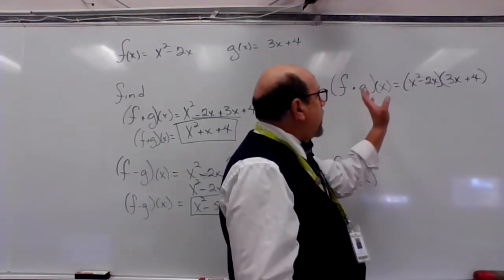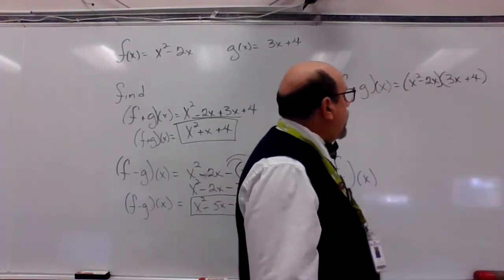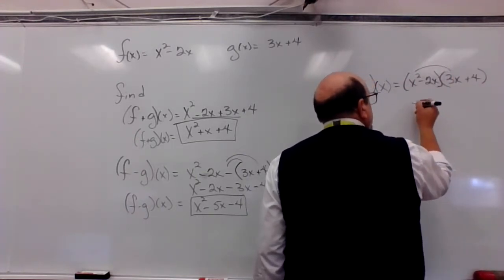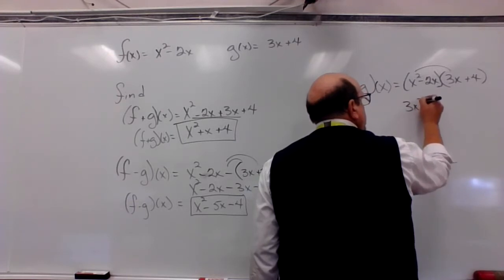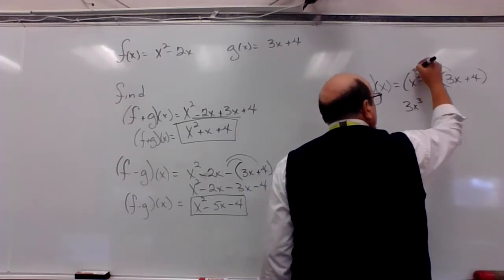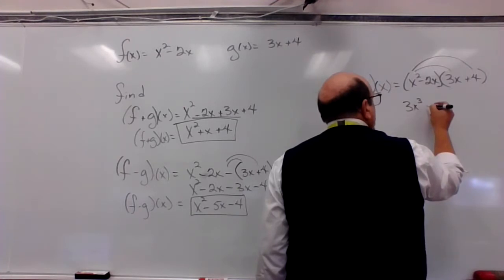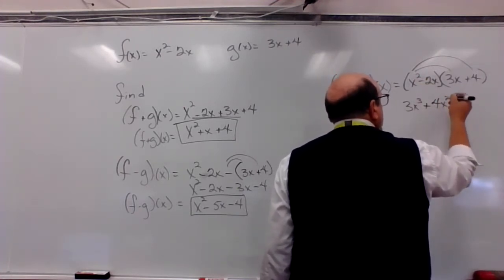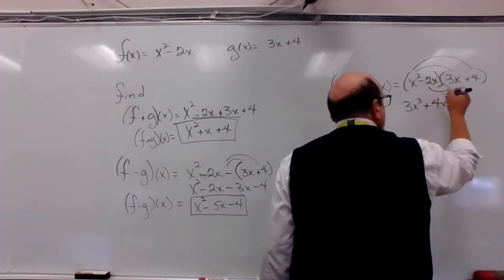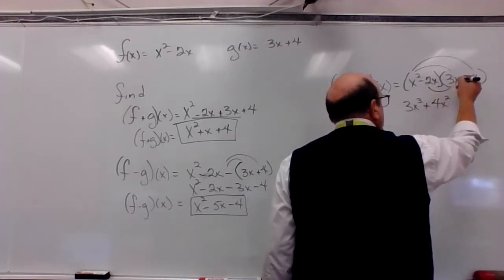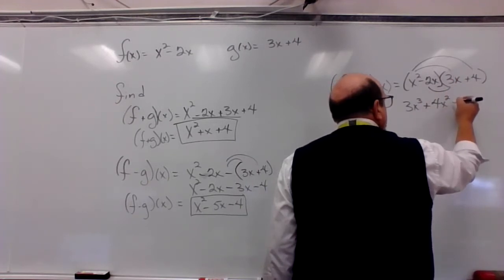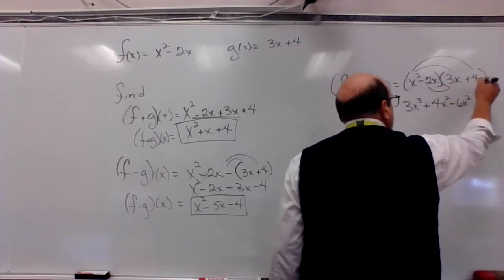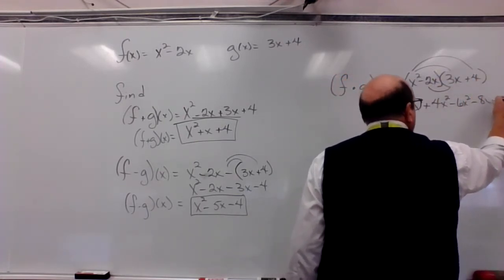And we're just going to FOIL. Right? We're going to see if we have any like terms later on. So x squared times 3x, our firsts, is 3x cubed, and then we're going to go outside. x squared times 4 is 4x squared. Insides, negative 2x times 3x is negative 6x squared, and then negative 2x times 4 is negative 8x.